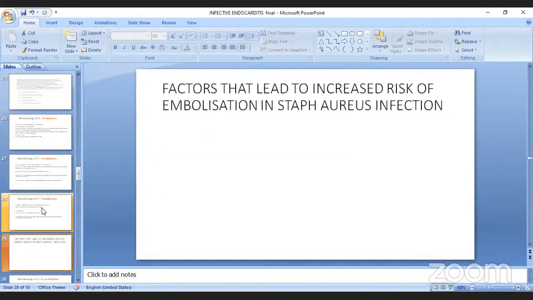Now that we are learning about Staph aureus infection, tell me one thing: what are the factors which will lead to increased risk of embolization in Staph aureus infection?